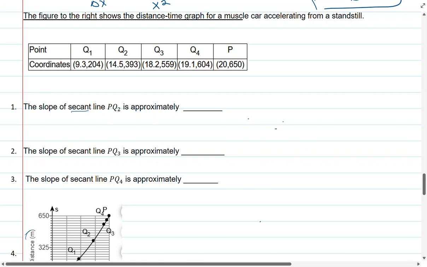This is a distance time graph of a muscle car accelerating from a standstill. They do this. Tesla has this done because they want to know what the acceleration is. And what's their new car that's very fast? Goes 60 in 5 seconds.